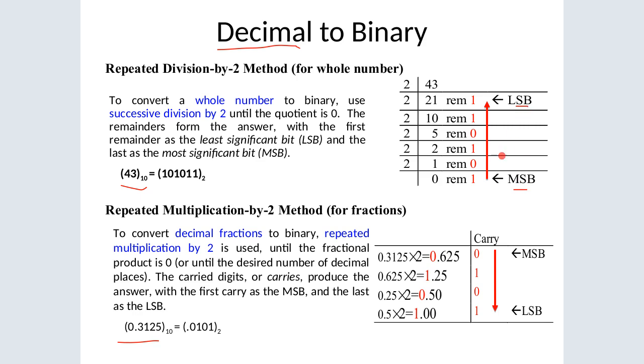So how do you go from here? You read the remainders upwards. So you read upwards, and you say 101011, and that is the binary number. So you simply take whichever number you are given and go dividing by 2 until there's no more remainder. Then the remainders that you are writing here, read them upwards, and that will be the equivalent binary number from decimal to binary.